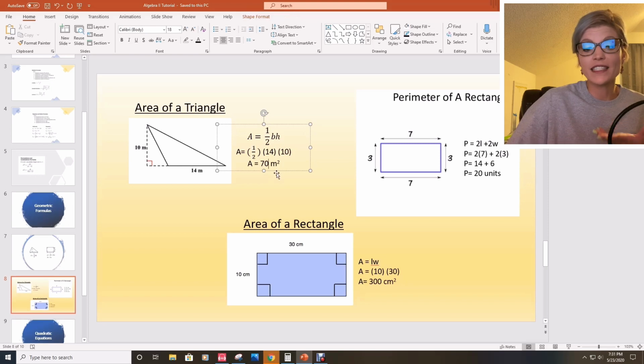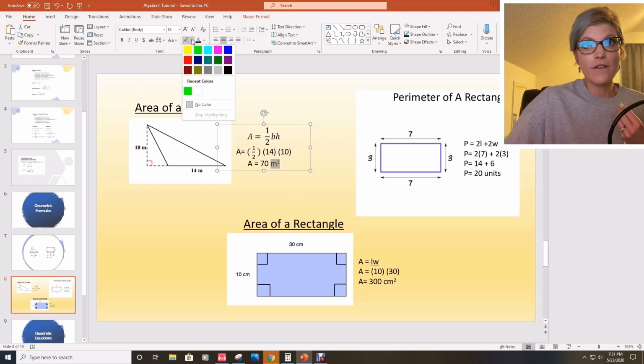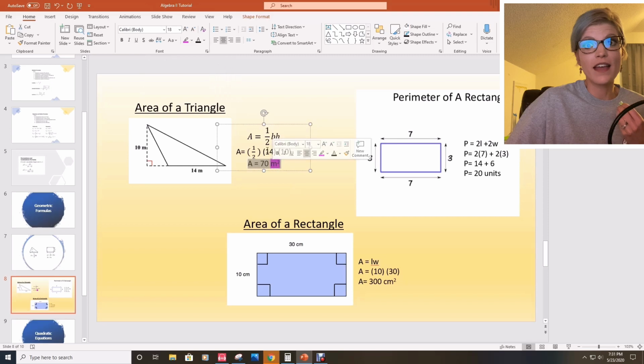And then we end up with an area of 70 meters squared. Now, I'm sure every single math teacher has stressed to you the importance of being sure that you have that squared on there when you're talking about area.